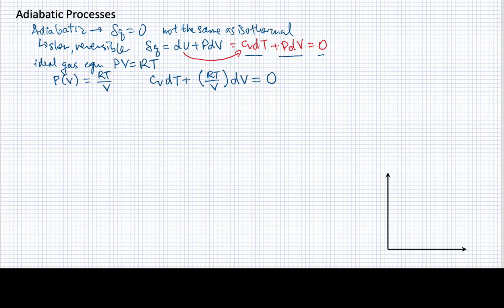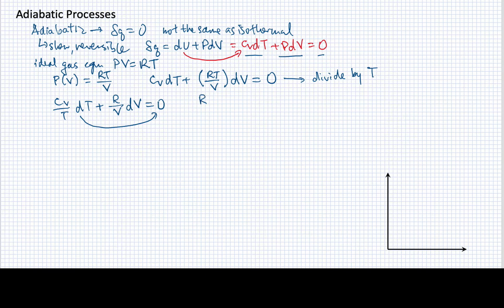Now, one way we can manipulate this a little bit is to take this whole equation and divide through by the temperature. I suppose as long as temperature is not at absolute 0, this will be okay because we can divide by any number. When I do that, I'm going to end up with an equation that looks something like this. I'll have CV over T dT plus R over V dV is equal to 0. And now what I want to do is move this part over to the right-hand side.